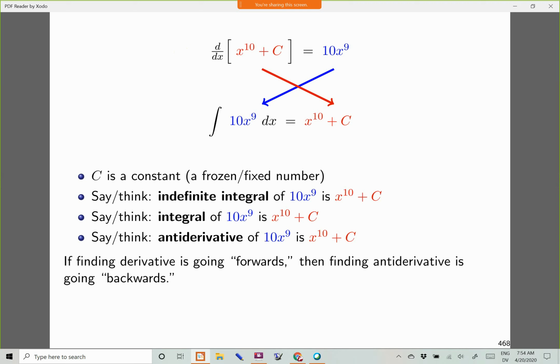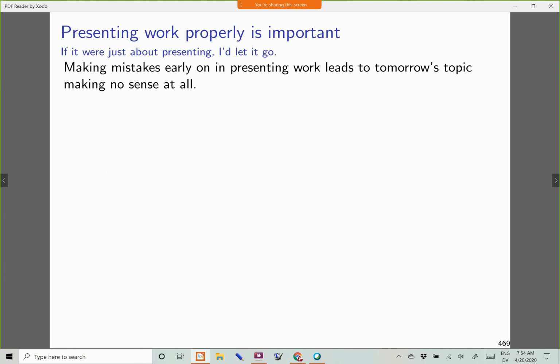Okay, so I want to be absolutely clear with the following. I would like to show the mistakes on the next slide in red. Look, presenting work properly is important. If people just had morally the right answer and there would be no big issues that came from it, I'd probably let go of this, to be really honest.